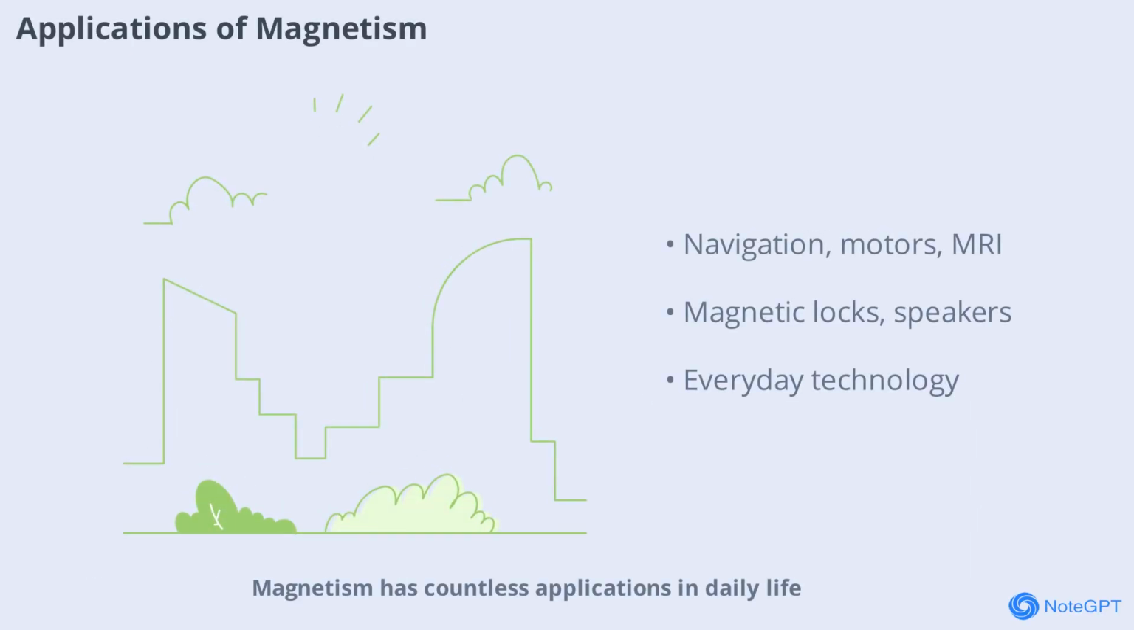Magnetism has countless applications in daily life. It's used in compasses for navigation, in electric motors and generators, in MRI machines for medical imaging, and in magnetic locks for security. Magnets are also found in speakers, hard drives, and credit cards. The diverse uses of magnetism show how important it is in technology and everyday life.